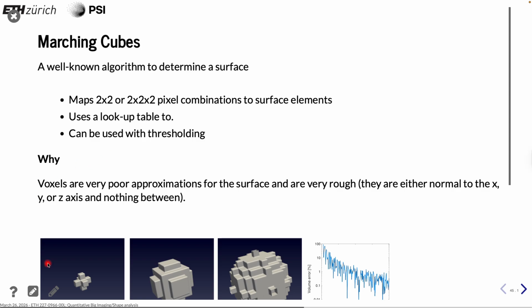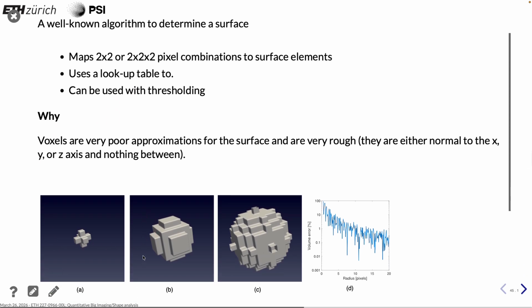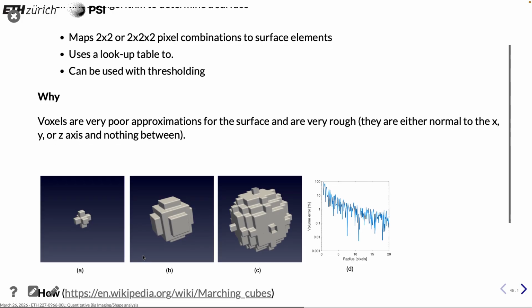But the problem is, again, as I showed before, that voxels are poor approximations of a surface, and if you have very small objects, they are not really spherical, or the surface is not very well represented, and you need some certain size at least to be able to represent a surface well.